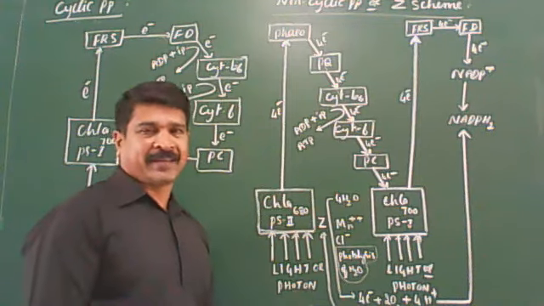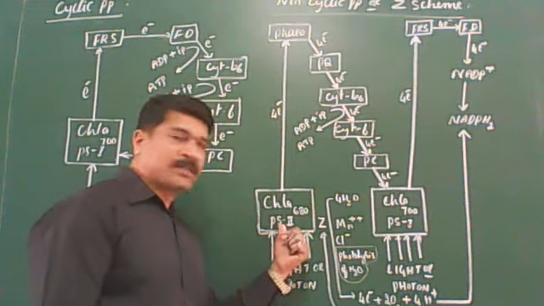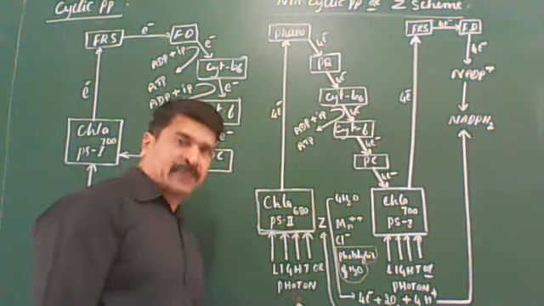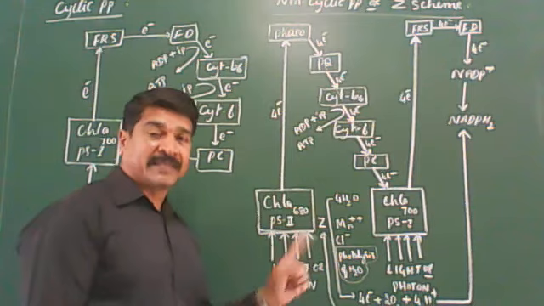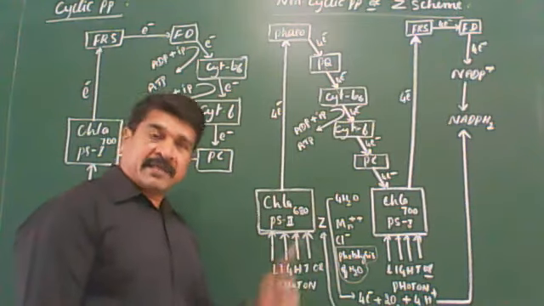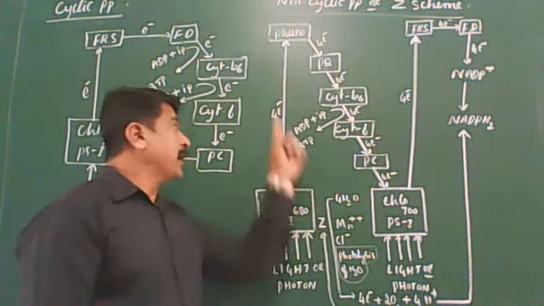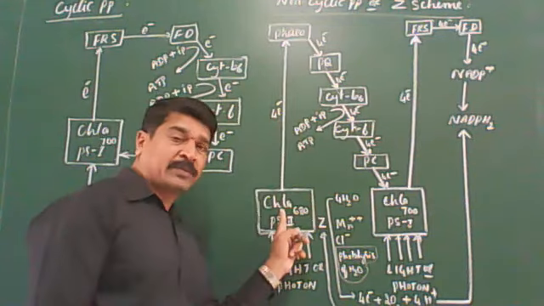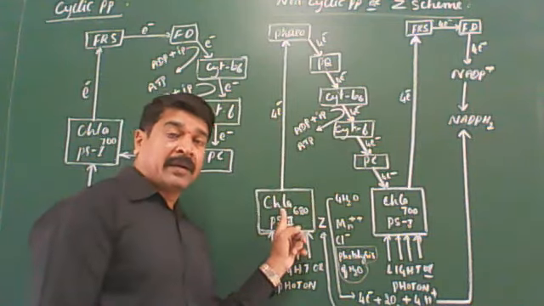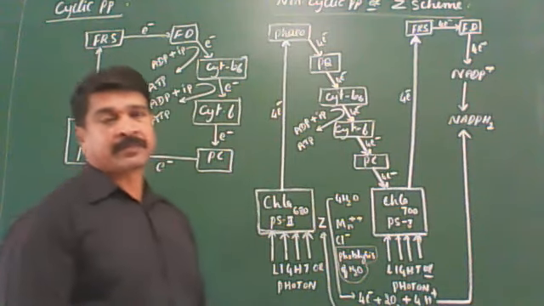I think you are following here. I'll repeat once again. The accessory photosynthetic pigments of PS2 absorb light or photon, transfer to the reaction center containing chlorophyll A680. As a result, the chlorophyll A680 becomes excited and ejects energy-rich electrons. With the loss of electrons, it becomes oxidized and an electron gap or hole is created in its reaction center.